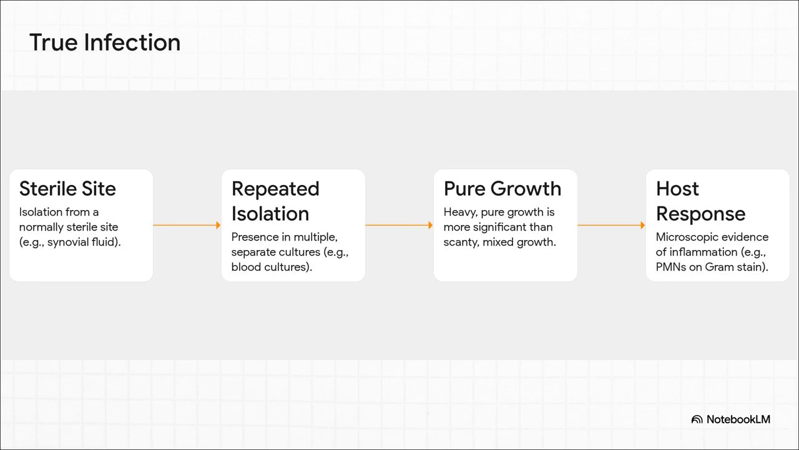Is it growing like crazy all by itself? And finally, check the gram stain again. Are there white blood cells, a host response? Putting these clues together is how we separate the real threat from the red herring.